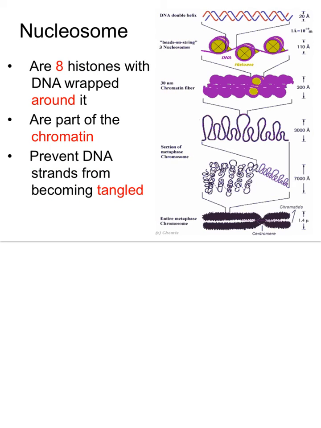So nucleosomes are basically 8 histones. So here's the histones, the yo-yo. If you get 8 of those, that is what's forming a nucleosome. So nucleosomes are 8 histones with DNA wrapped around it. They are part of the chromatin, and its job is to prevent the DNA strands from becoming tangled up.